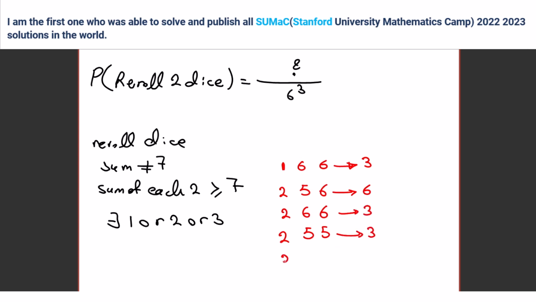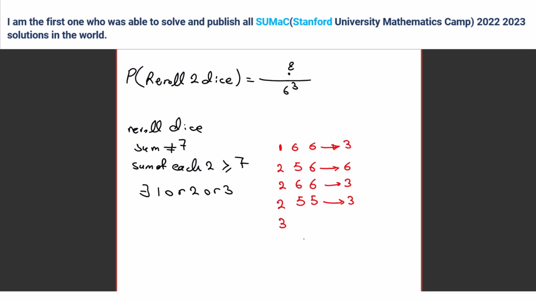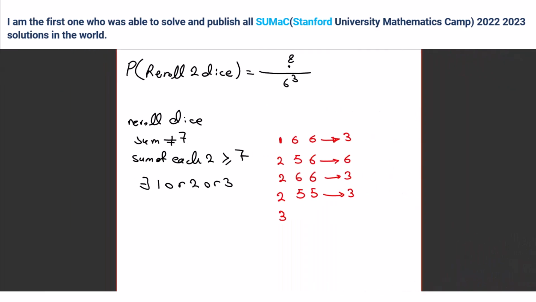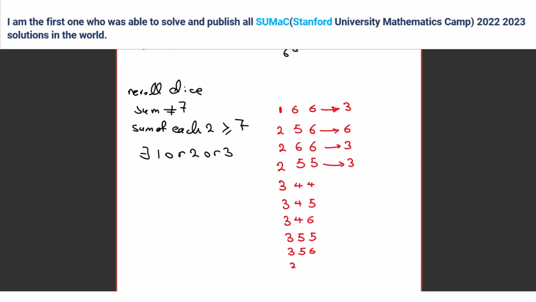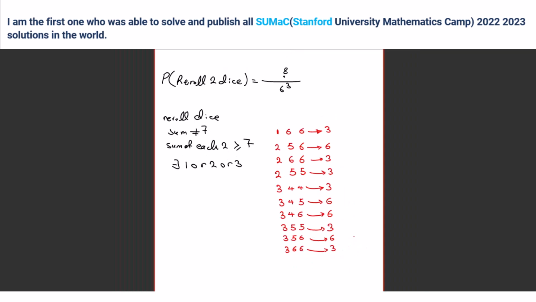Now let's consider if we have 3. What are the cases? 3, 4, 4, 3, 4, 5, 3, 4, 6. Yes, 3, 4 what else? 6. 3, 5, 5, 3, 5, 6. And 3, 6, exactly. So this one is what? 3, 6, 6, 3, 6, 3. Yes, so how many cases? 3, 6, 6, 3, 6, 3. So the numerator is what then?